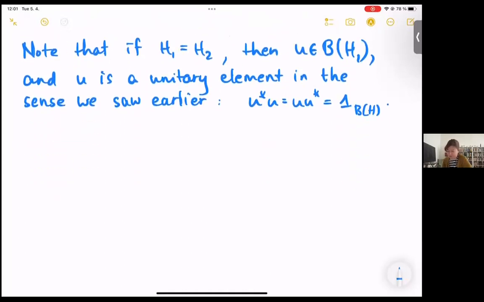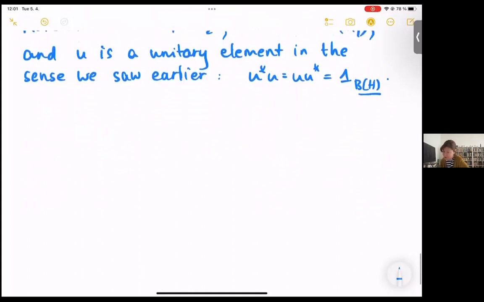Well, that's a little bit of a lie. Maybe it's not B of H, maybe it's some projection, and the projection is your unit in your C-star algebra, but okay. I suppose, given the universal representation, that should always be true, that you get 1H.